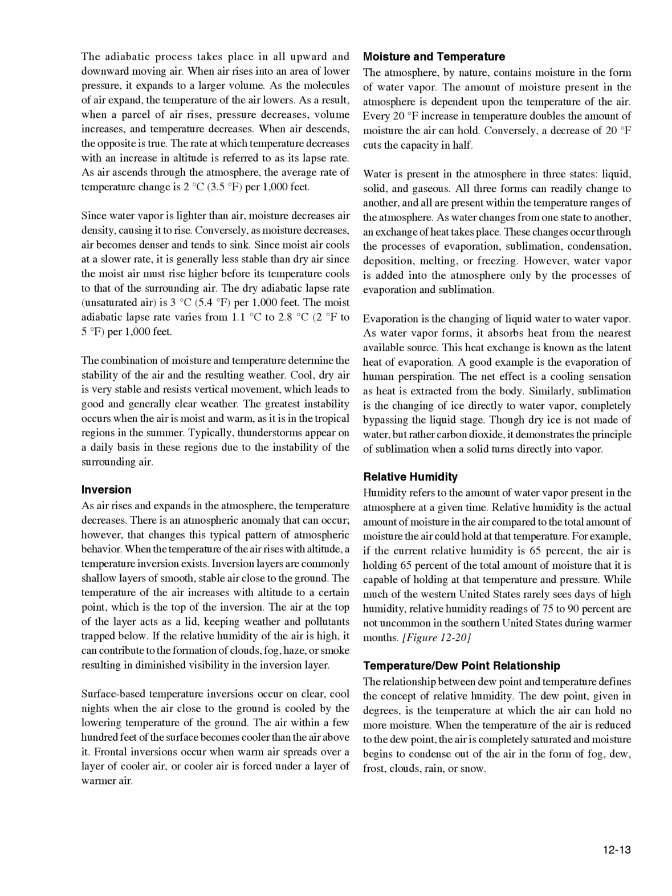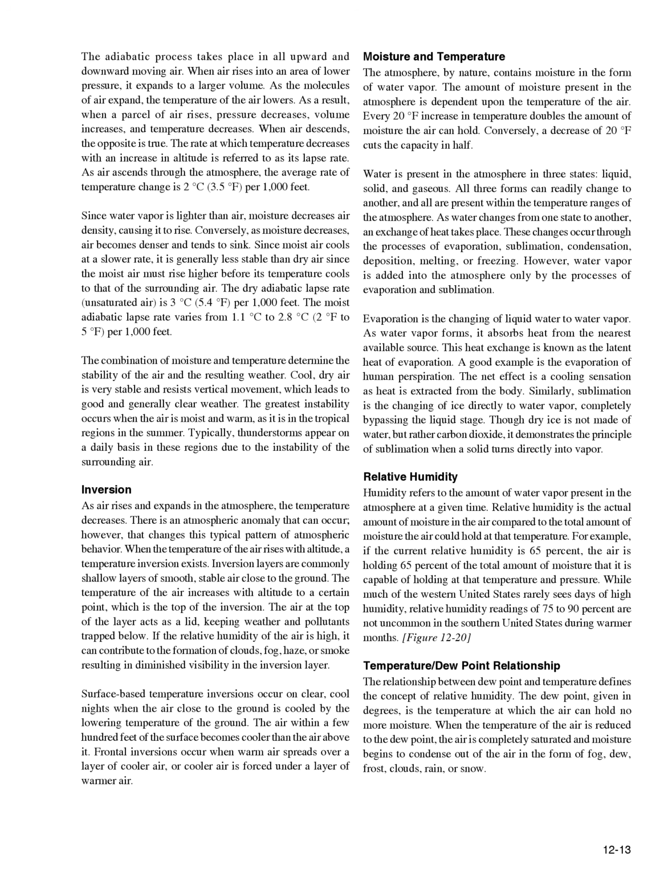Typically, thunderstorms appear on a daily basis in these regions due to the instability of the surrounding air. Inversion. As air rises and expands in the atmosphere, the temperature decreases. There is an atmospheric anomaly that can occur, however, that changes this typical pattern of atmospheric behavior. When the temperature of the air rises with altitude, a temperature inversion exists.